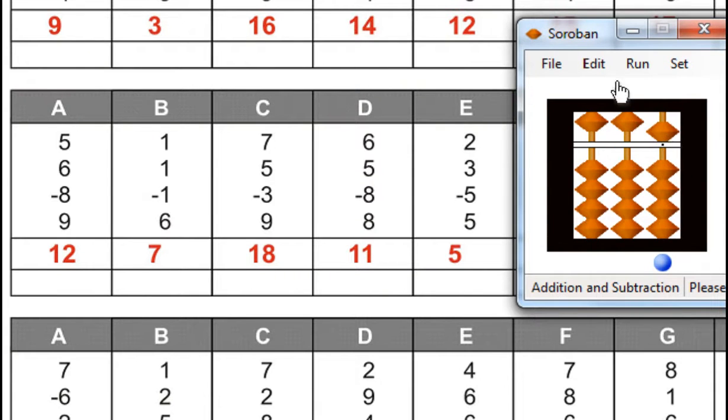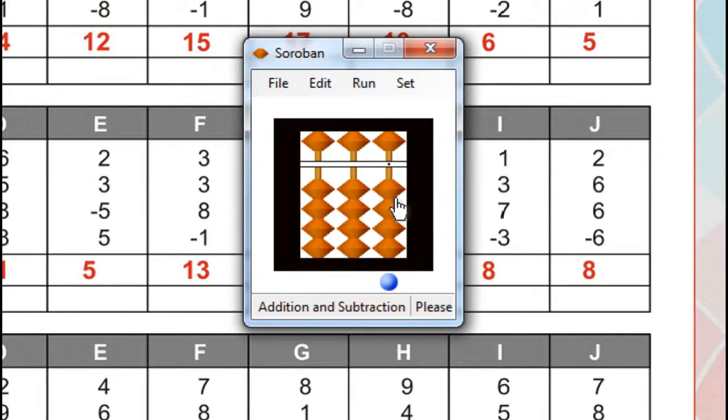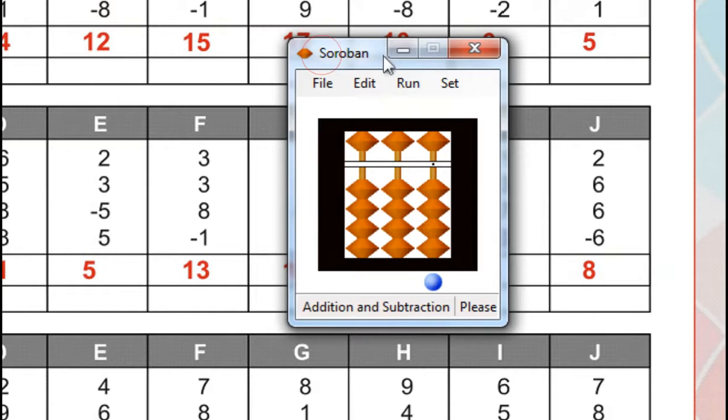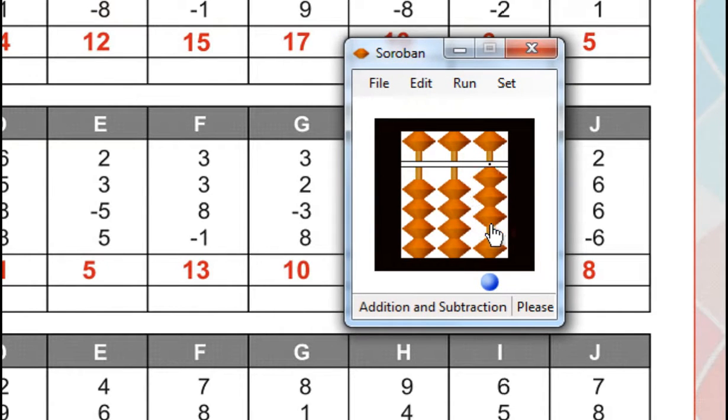Answer is 5. Next, 3 plus 3, for that plus 5 minus 2 plus 8, for that plus 10 minus 2, for that minus 2 minus 5 plus 3 minus 1. Answer is 13. Next, 3 plus 2, for that plus 5 minus 3 plus minus 3, for that minus 5 plus 2 plus 8, for that plus 10 minus 2. Answer is 10.